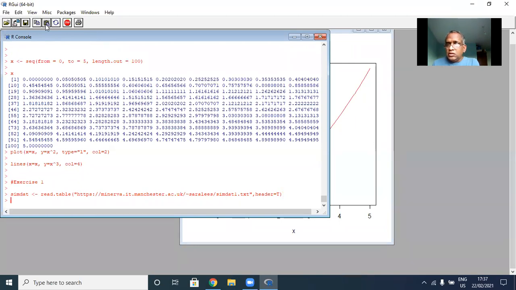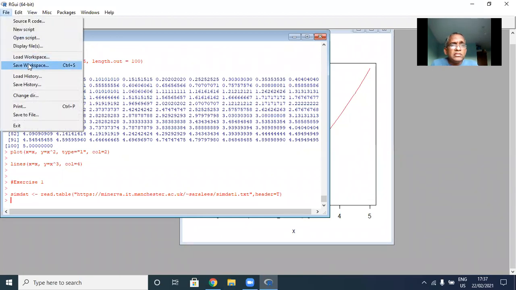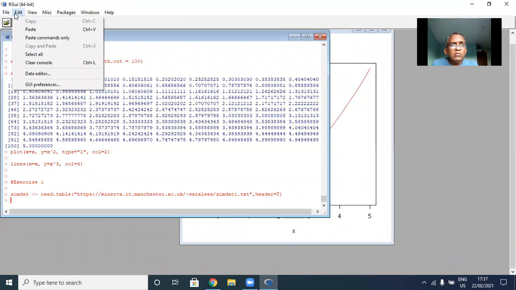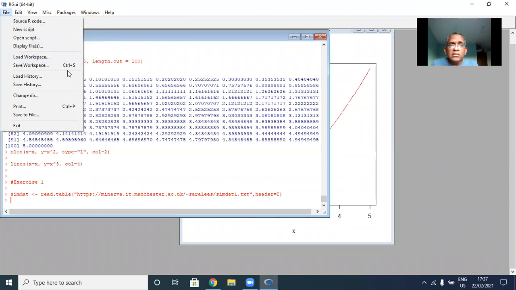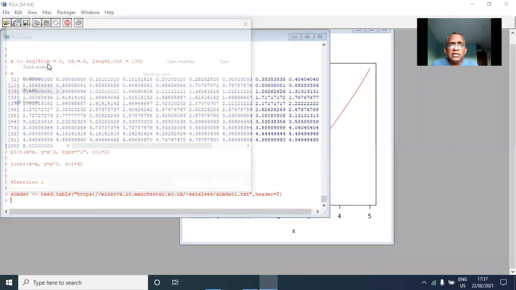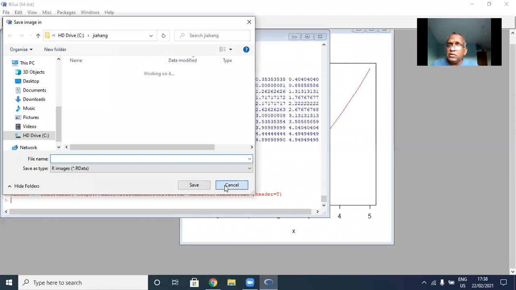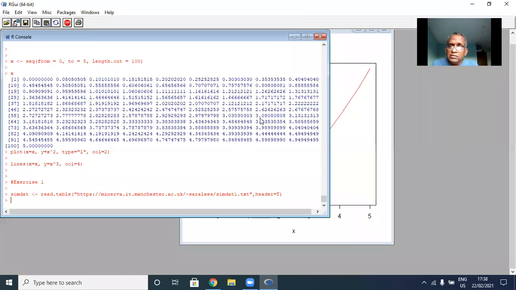How to save work in R? To save work in R, you go into the File menu, madam, and then you choose Save Workspace or Save History. Either one of them will do it for you. That's how you do it.